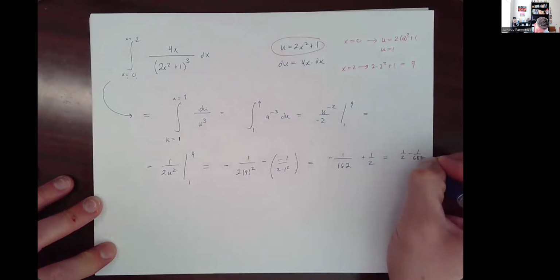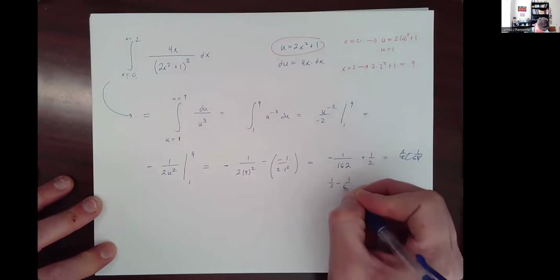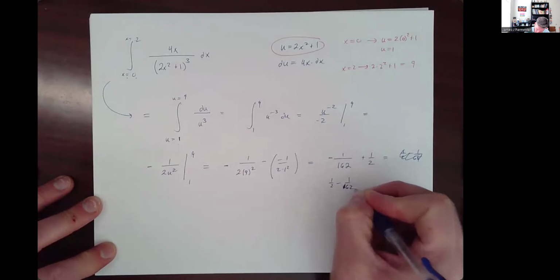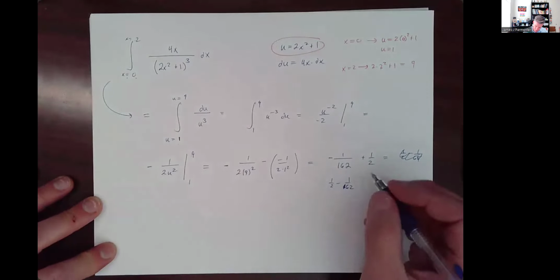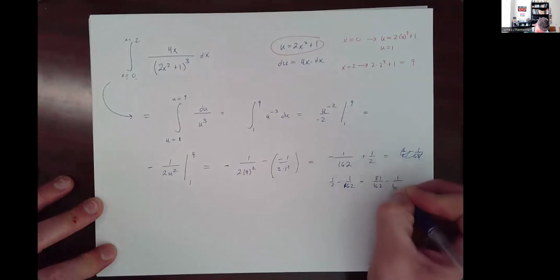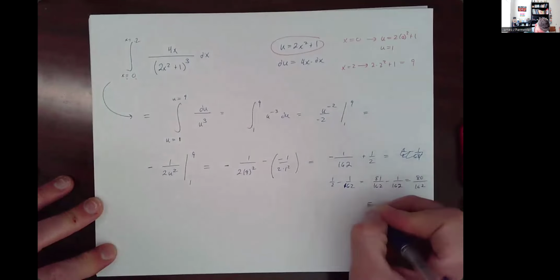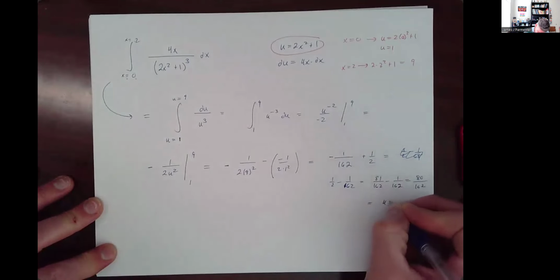We could get a common denominator: multiply the 1 half by 81 over 81. You get 81 over 162 minus 1 over 162, for a final answer of 80 over 162, which reduces to 40 over 81.